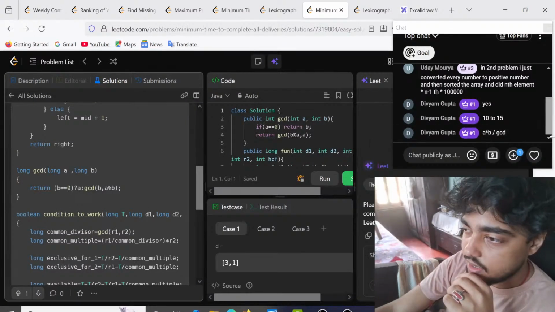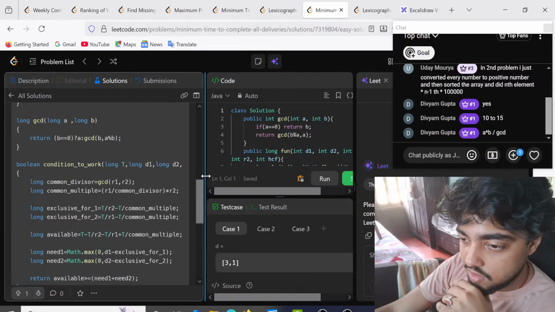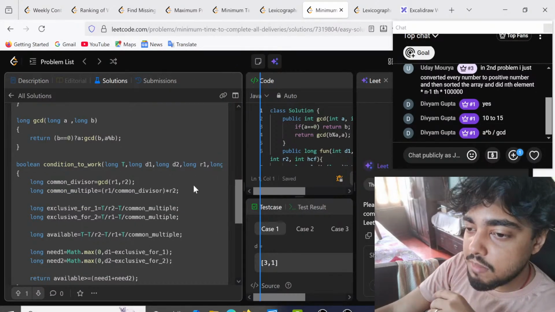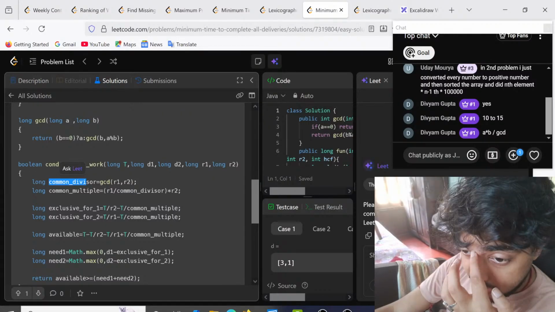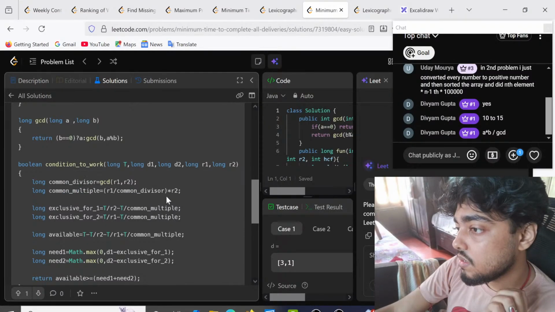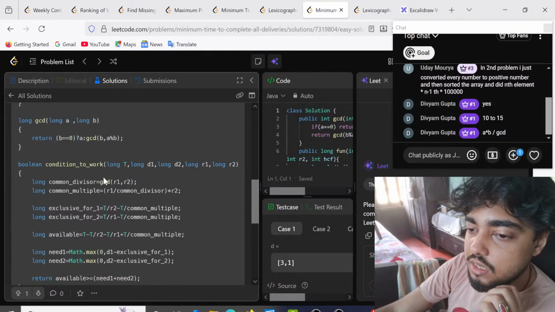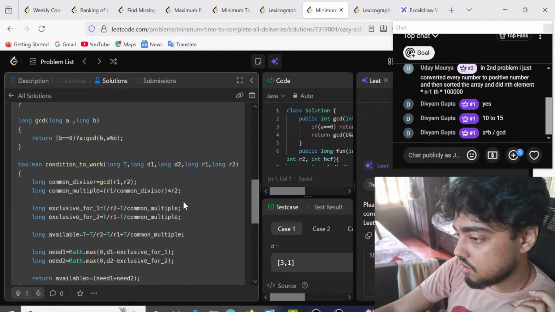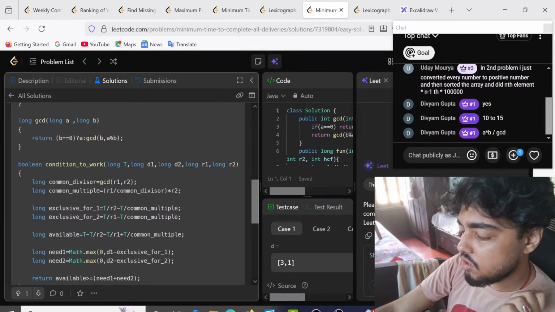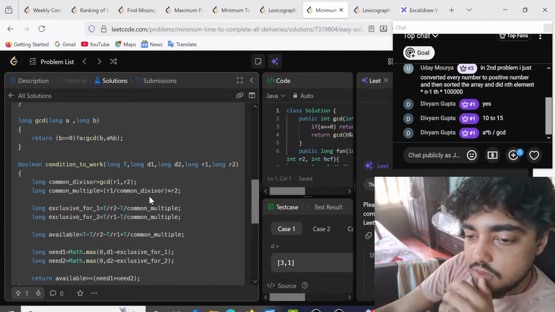Now, see, what is the condition to work? This is a very interesting arithmetic thing. First of all, he is taking the GCD and the LCM. I just told you A into B by GCD, but he is doing A by GCD into B, so that overflow doesn't occur. We are good to go with A into B by GCD too. You don't need to worry about that.